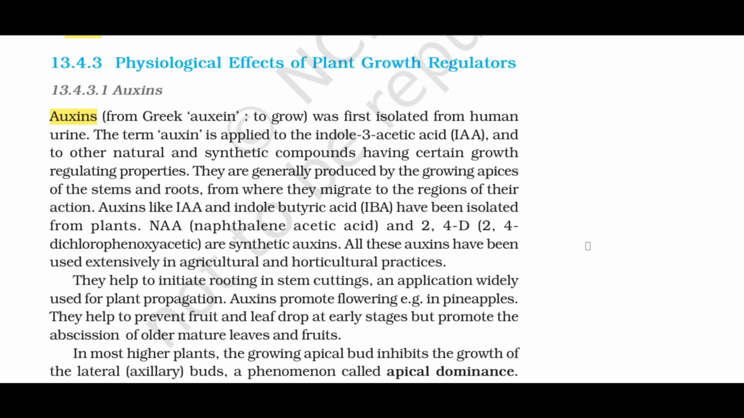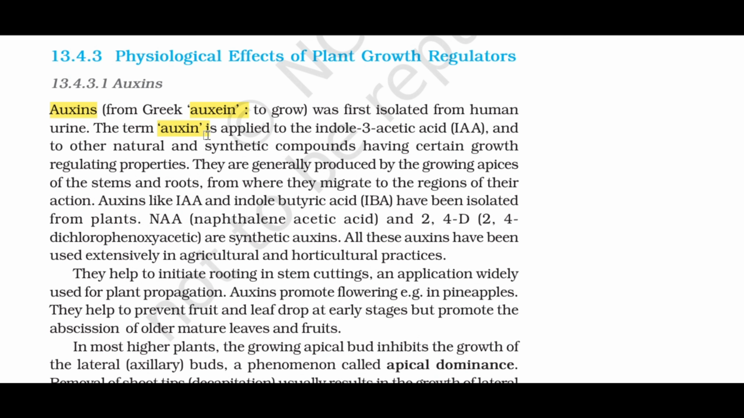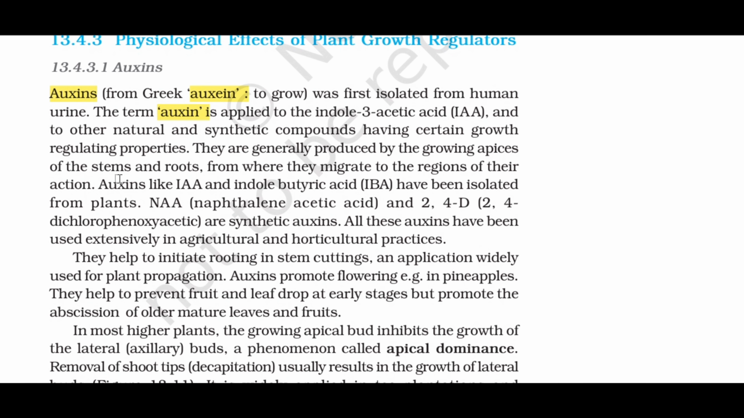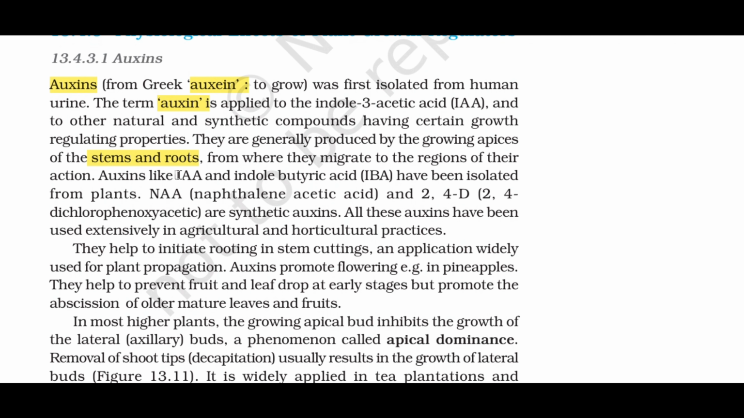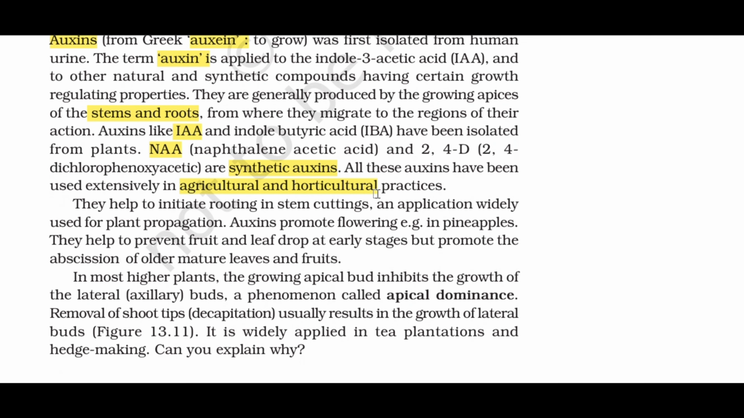Auxins. Auxins, from Greek auxein, to grow, was first isolated from human urine. The term auxin is applied to indole-3-acetic acid, IAA, and other natural and synthetic compounds having certain growth-regulating properties. They are generally produced by the growing apices of the stems and roots, from where they migrate to the regions of their action. Auxins like IAA and indole butyric acid, IBA, have been isolated from plants. Naphthalene acetic acid and 2,4-D, 2,4-dichlorophenoxyacetic acid, are synthetic auxins.